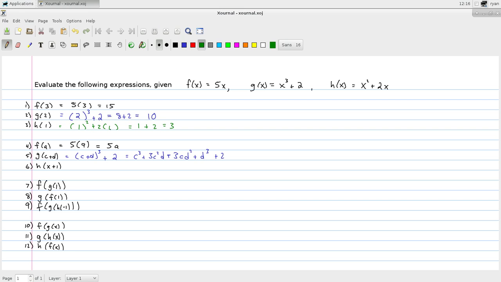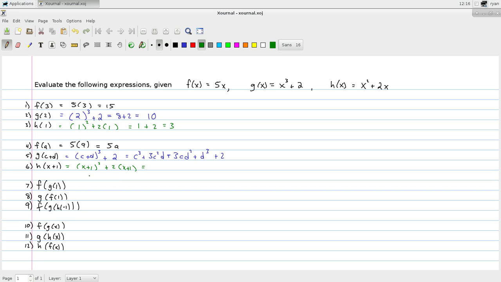Next up, we have h of x plus 1. So for this, we go to the h function, which is x squared plus 2x. But every place we had an x in the original function, we're going to replace that with x plus 1. So we have x plus 1 squared plus 2 times x plus 1.